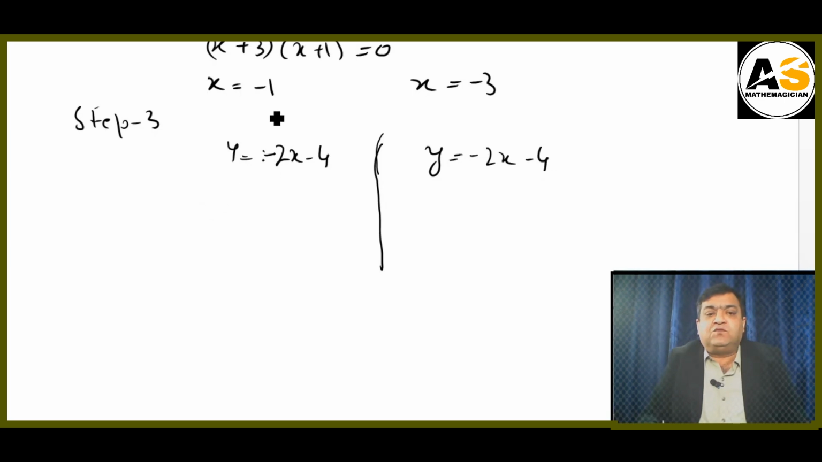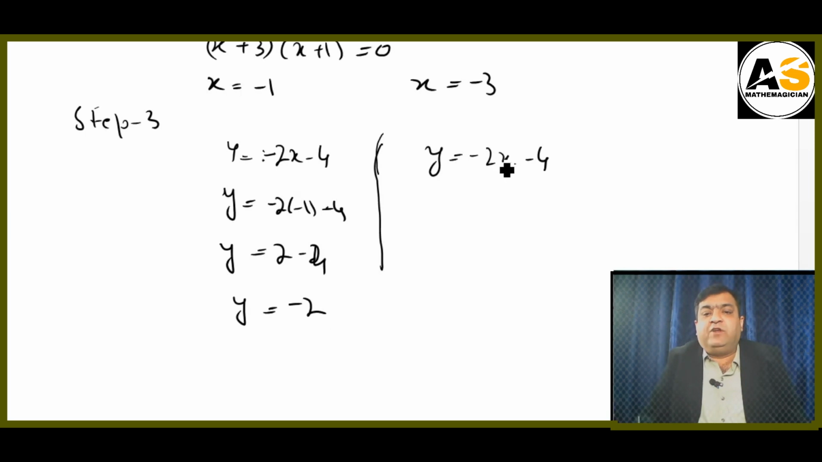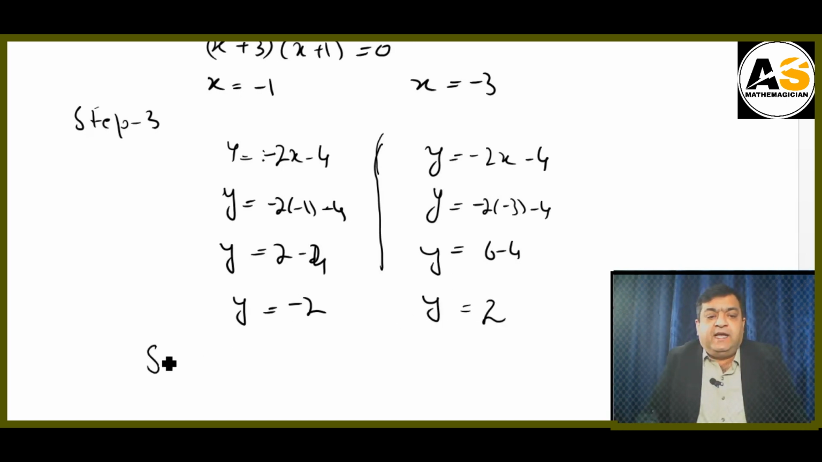For x is equal to minus 1, y will be 2 minus 4, which will give us minus 2. And for x is equal to minus 3, y will become minus 2 into minus 3 minus 4, which is equal to 6 minus 4. Y is equal to 2. And our solution to the system of equation is x minus 1, y minus 2 and x minus 3, y 2.